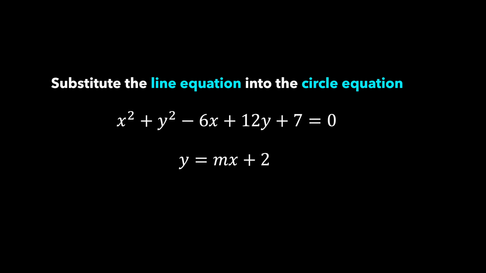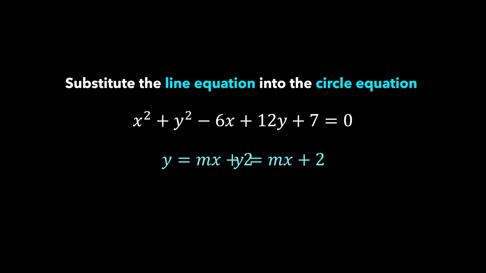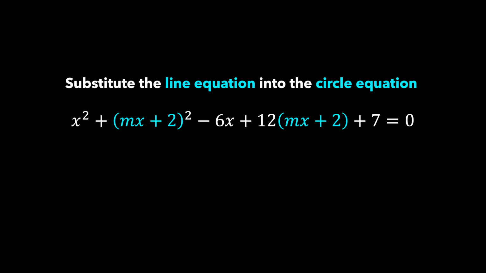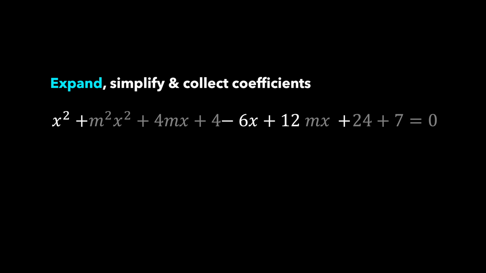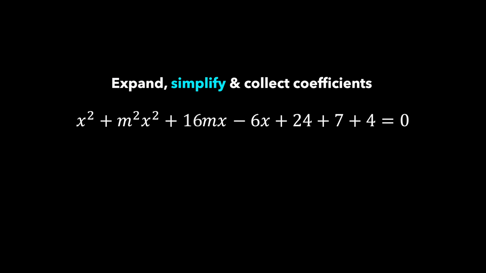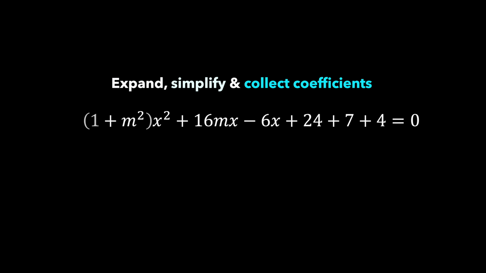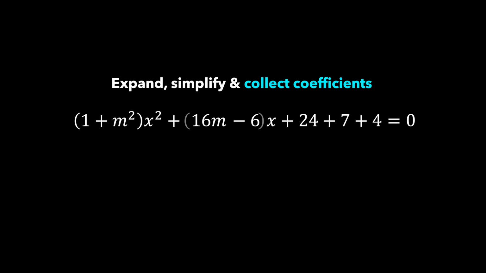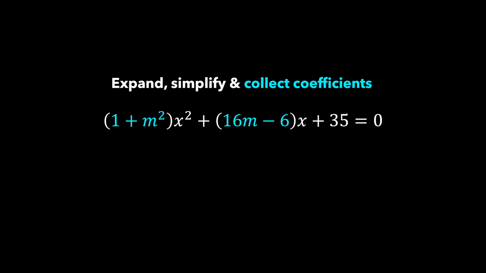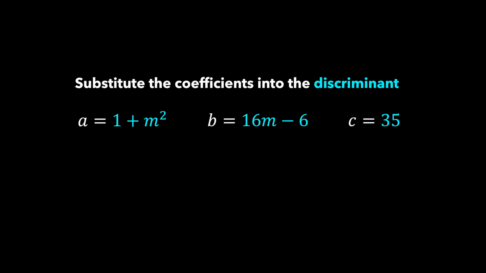To begin, we substitute the line equation into the equation of the circle. This substitution eliminates one variable, and then after expanding and simplifying, we are left with a univariate quadratic equation. Then by collecting the coefficients of x, we can express the quadratic in the standard form. This form allows us to identify the coefficients a, b, and c needed to compute the discriminant.